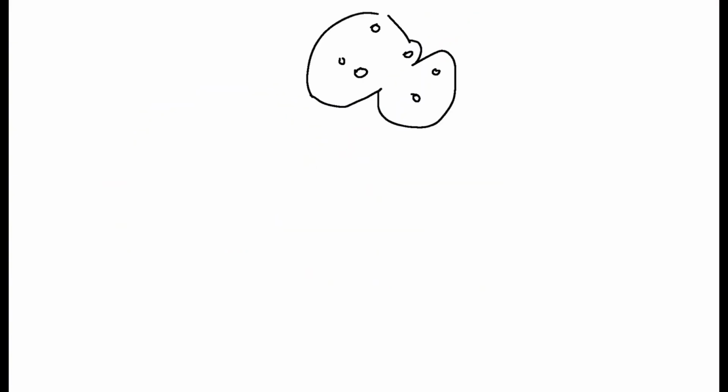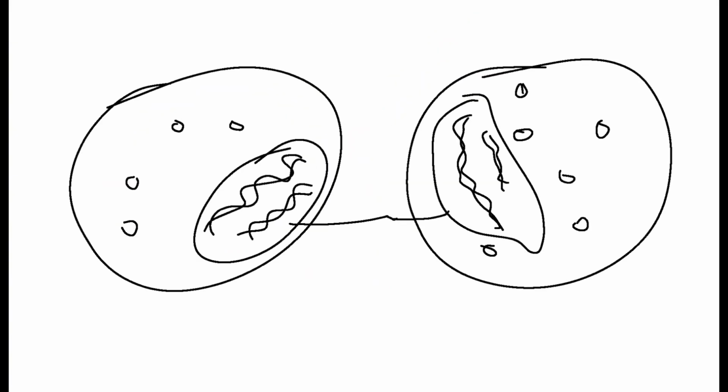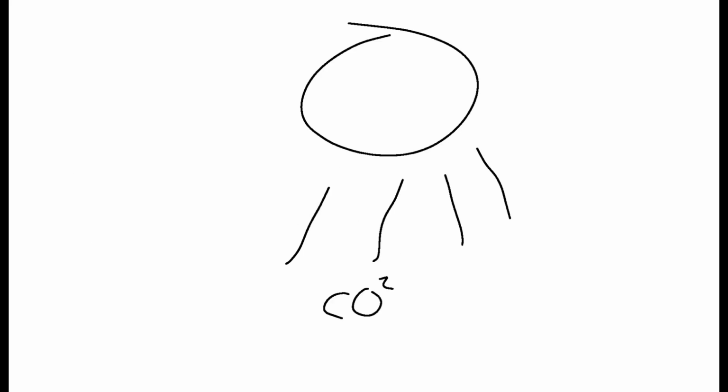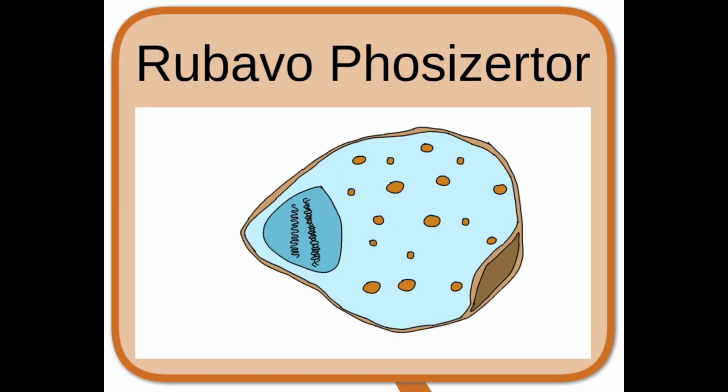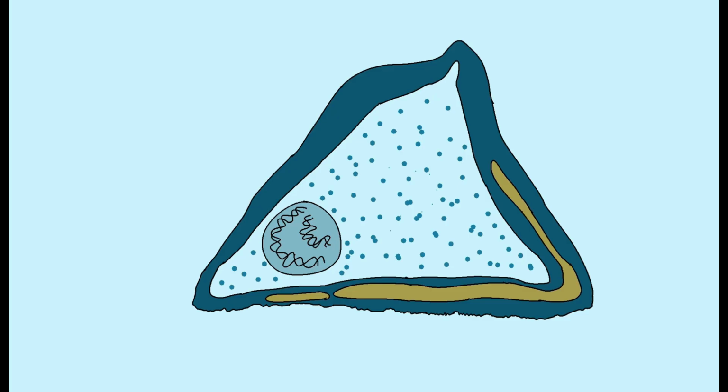These creatures would still be capable of asexual reproduction, but they may also develop a sort of reproduction organ to produce more cells. These would absorb atmospheric carbon dioxide and convert it into oxygen. We will name these creatures Rubivo Phocizotor. This is what the one that will be living on the bottom of the ocean would look like.